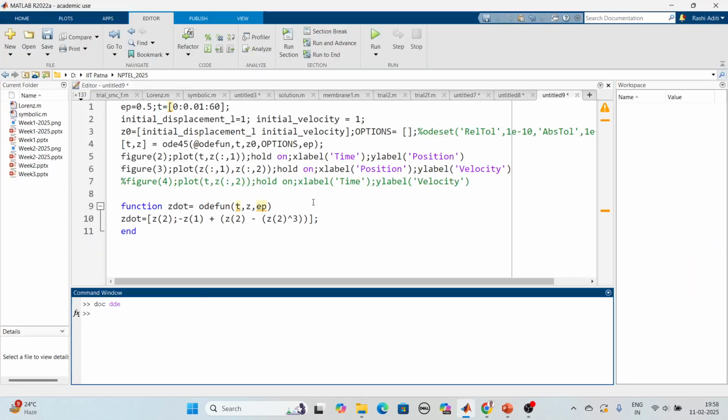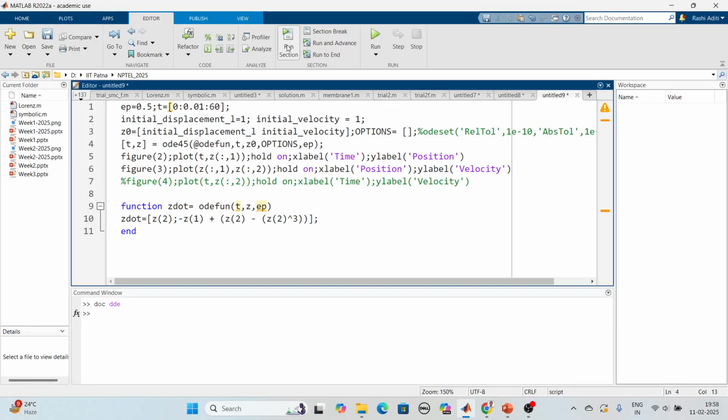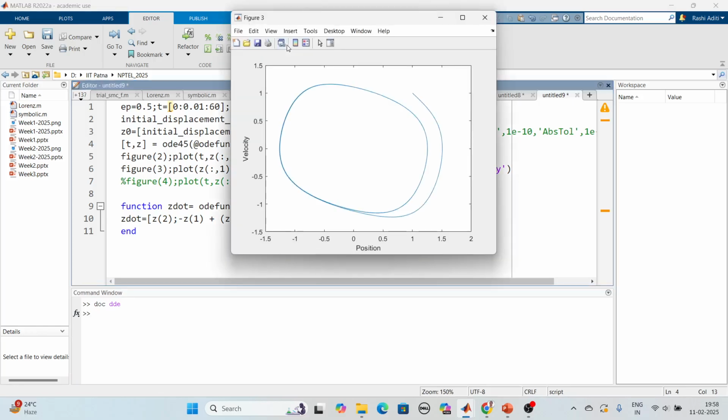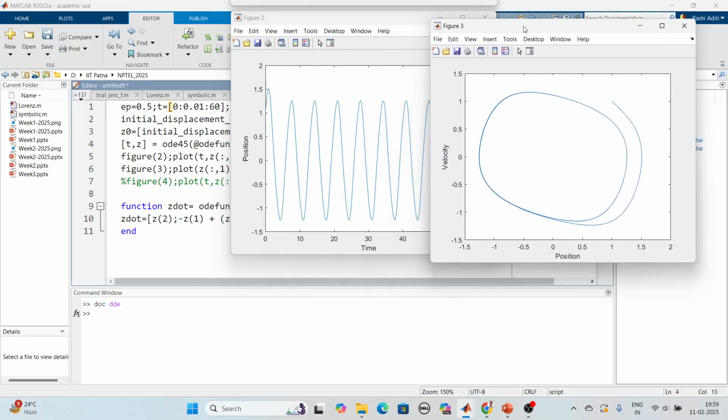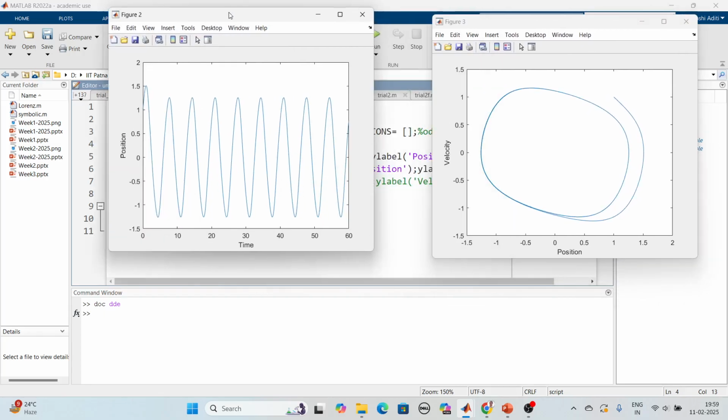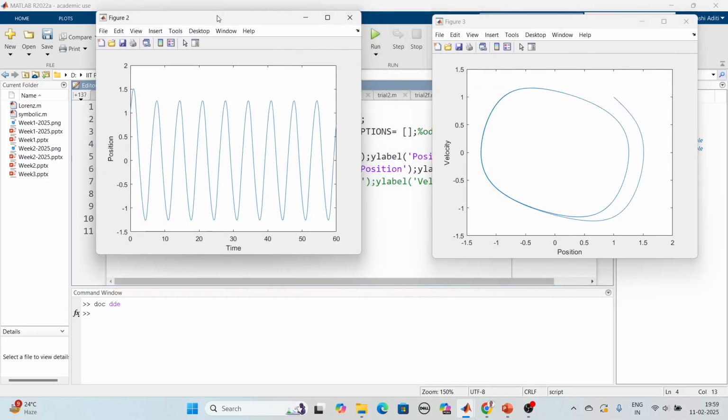Okay, so this is the equation that we have. So we'll have to solve it for 1 comma 1. I hope that you can see that this is the phase plot, and this is our time response. Time response and phase plot for the initial condition 1 comma 1.